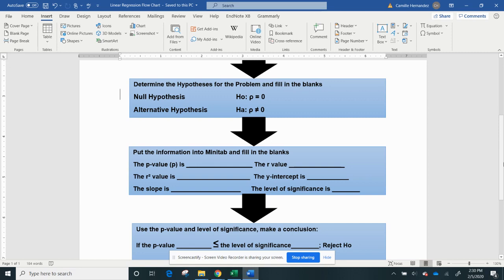Now remember, your R value comes from your R squared value, and if you're not sure how to do that, go back and watch the example video, especially example 1, where I show you how to do that. And then you have your level of significance, which should be given to you in the problem.